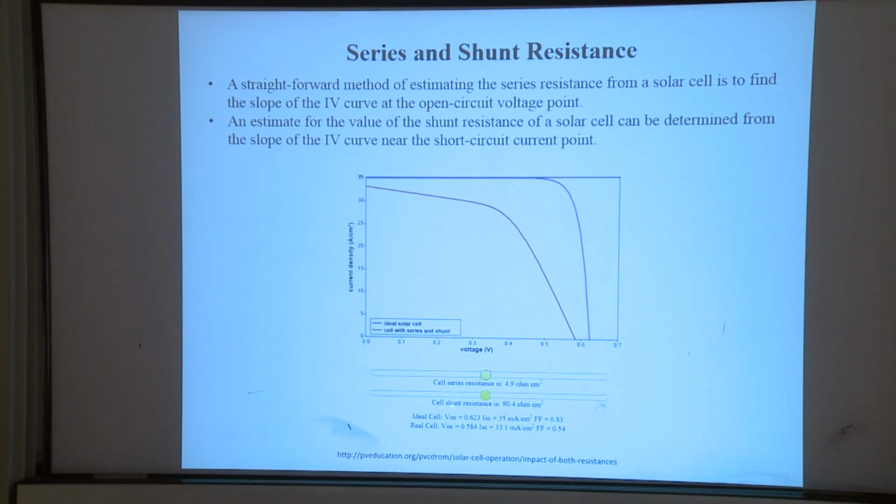When shunt resistance reduces, this line is no longer flat. It will decrease. They will have slope here. That means the shunt resistance is reduced. Do you have the idea about this one for slope?